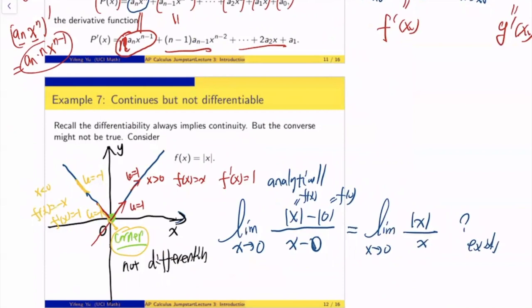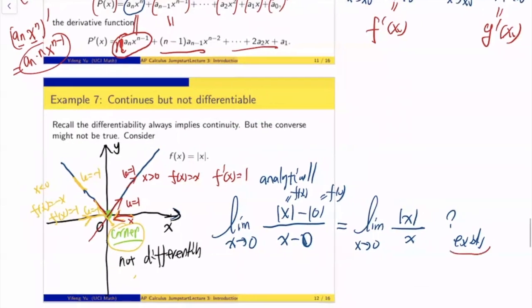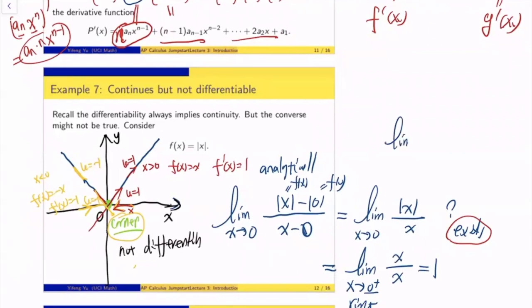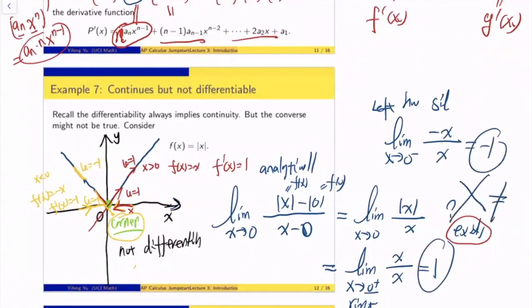We know that when x approaches zero, it has to approach zero from both sides, from the left-hand side and from the right-hand side, right? And they have to match if the limit exists. Now let's look at the one approaching from the right-hand side. For that case, this is just x over x, because x is positive, which is one. But if x approaches zero from the left-hand side, then what you have is negative x over x, which is negative one. They do not match, they're not equal. So that means the limit does not exist.